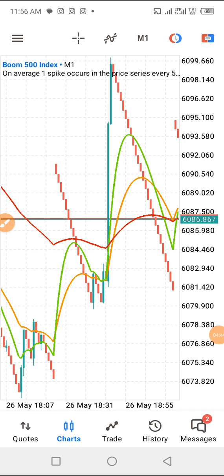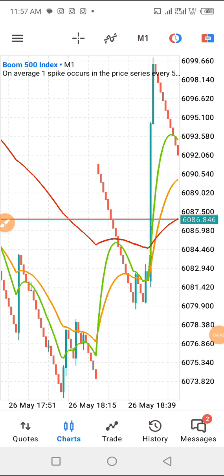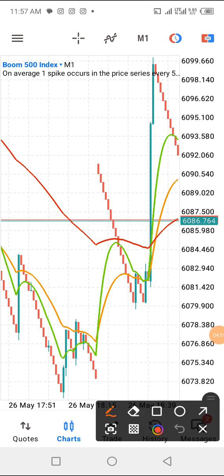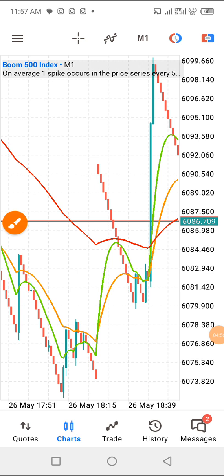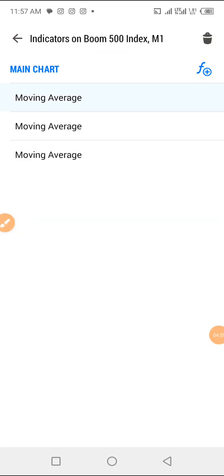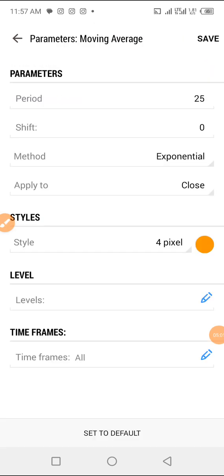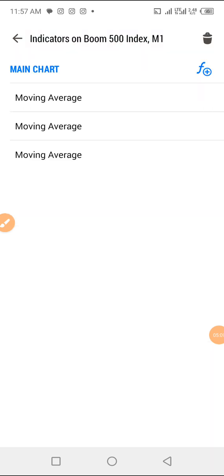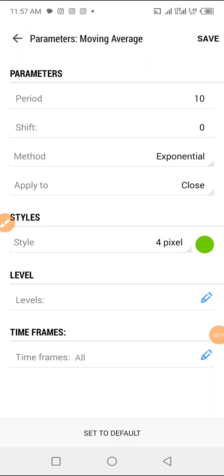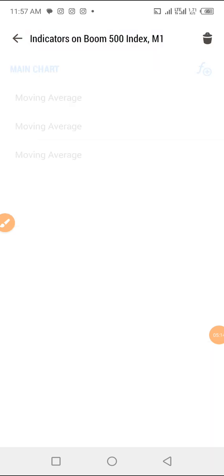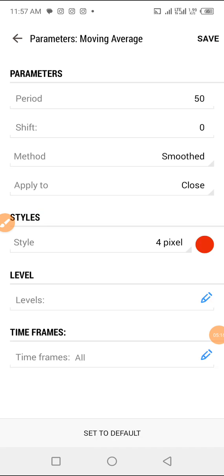Now, to add this indicator to your chart, you click on this icon at the top. When you click on that icon, it will take you to where the indicators are. The first indicator is moving average with a period of 25. Make sure it's exponential. Then use any color of your choice. Then the second one is moving average 10, exponential as well, any color of your choice. Then lastly, moving average 50, smoothed, then apply to close.